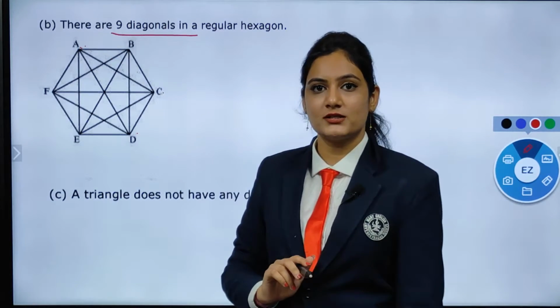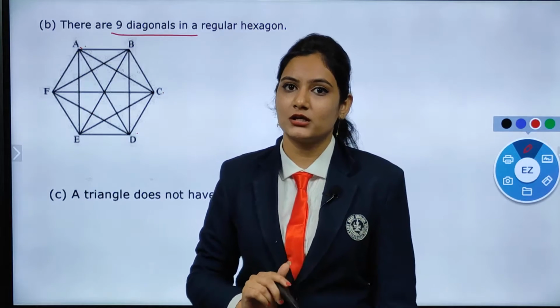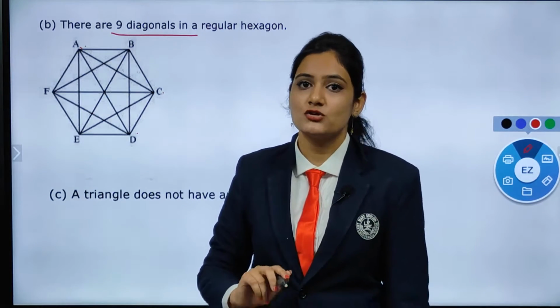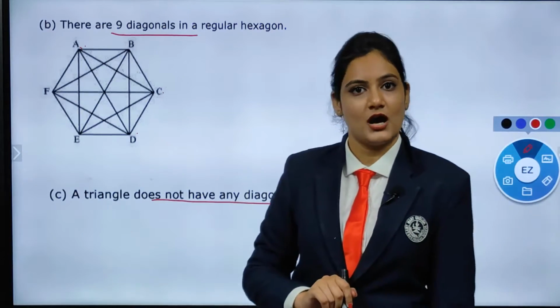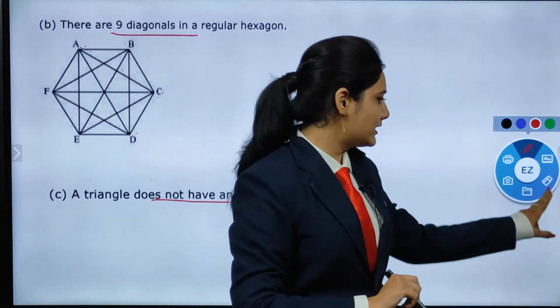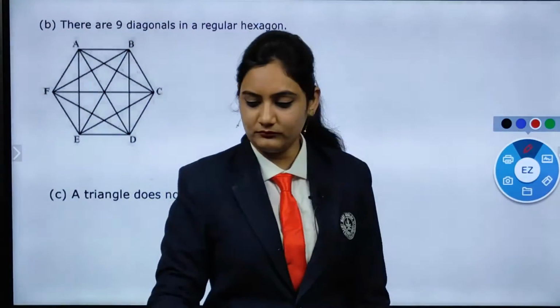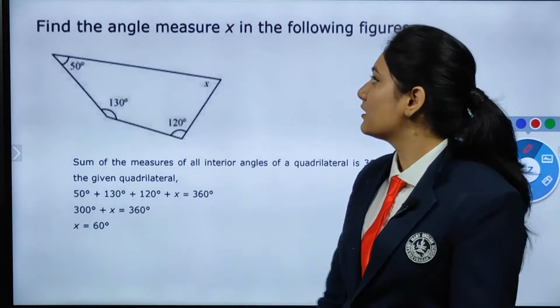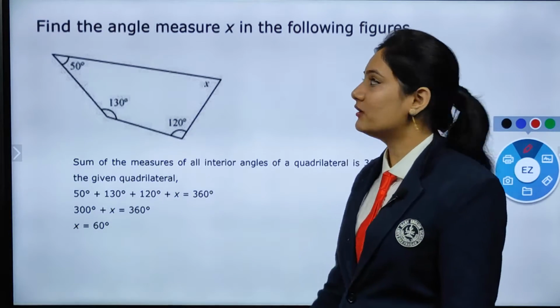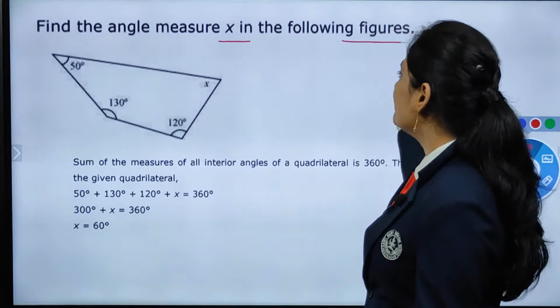Now the next question was, how many diagonals does a triangle have? So the triangle does not have any diagonal. Understood children? Now coming to the next question. It is, find the angle measure x in the following figures.